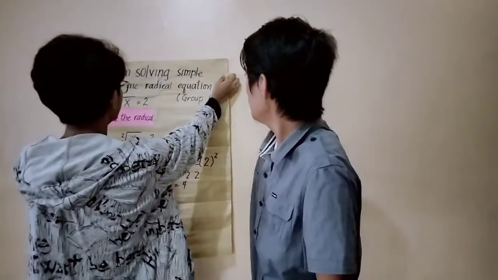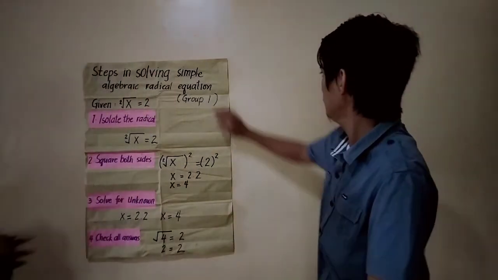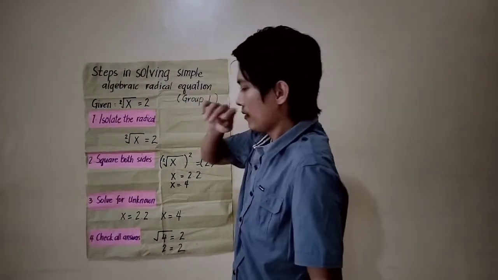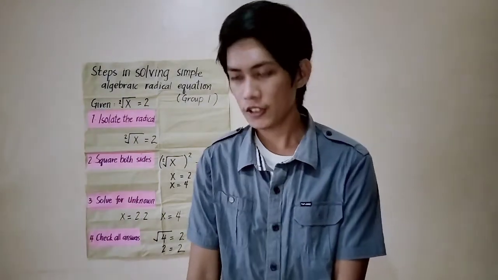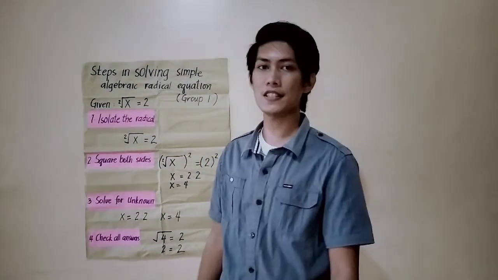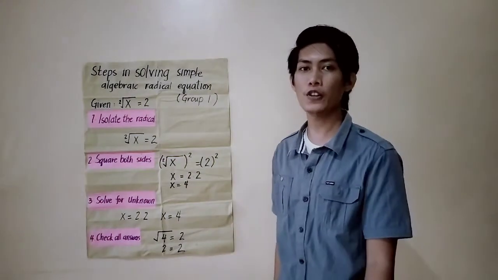So 3, 2, 1. Time is up. Now we will post our answers here in front and try to explain your answers. We'll start with group 1. Group 1, please post your answer. Thank you, John. Group 1 will now try to explain how they got their answer. Clap your hands for group 1.